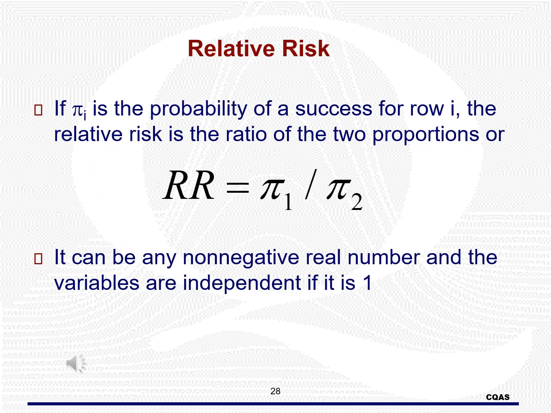The ratio of two proportions is considered the relative risk. It is the ratio of the probability of a success for rows 1 and 2. The response and input variables are considered independent if the ratio is 1. Let's look at an example.